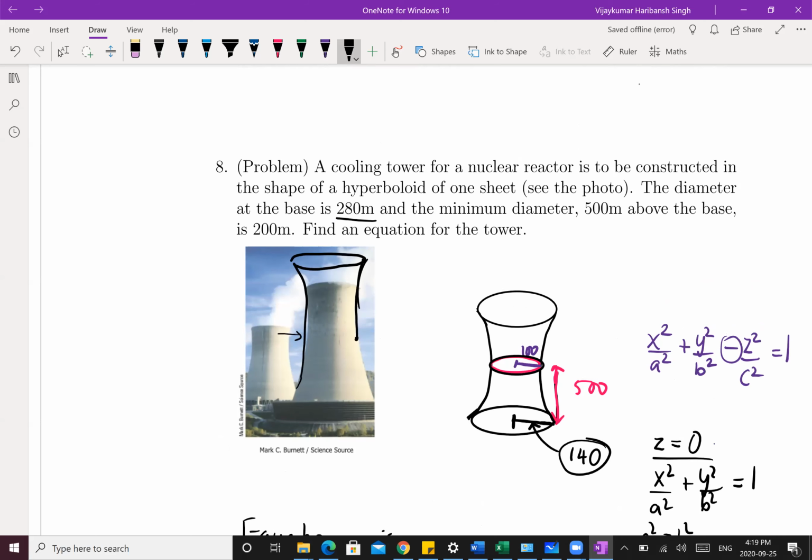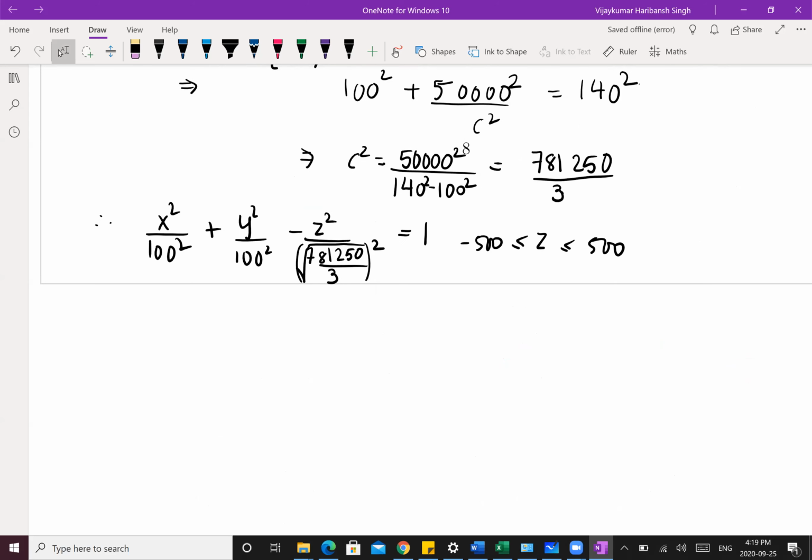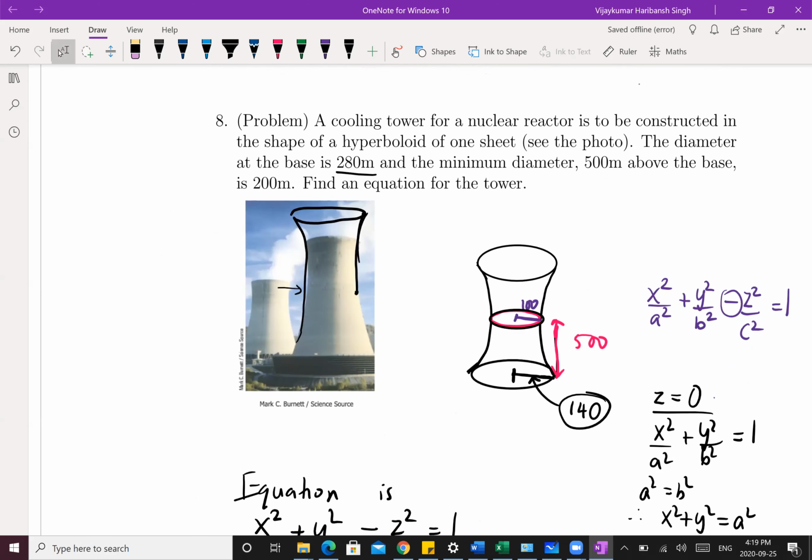Okay, so this is the equation of this cooling tower. Very neat, very cool. Thank you.